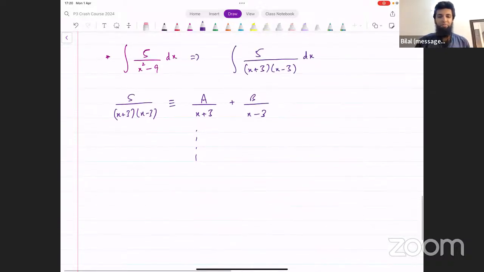Yes. When you integrate them separately, you'll get an ln form, right? For the first one and for the second one. And then you can write those two separate terms together as a single fraction, as a single ln term. You can do that.